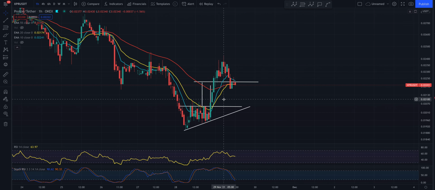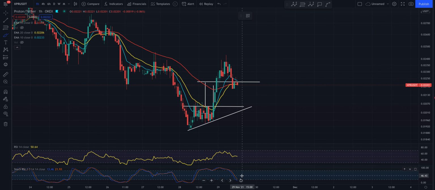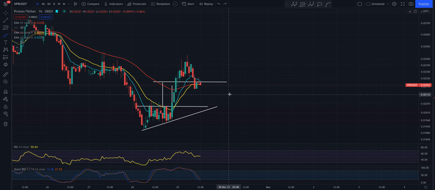So looking at the 1 hour, straight away you can see here that the stock RSI is coming down to the floor. The RSI is at a level of 50, which is quite healthy. It's a medium level to be at. So potentially you are looking for a break here somewhere.